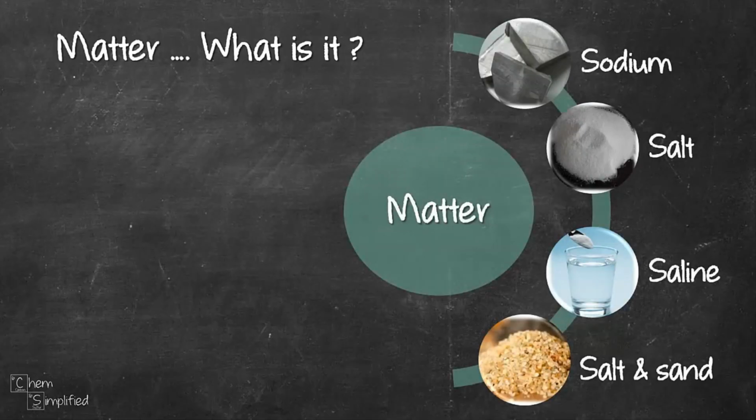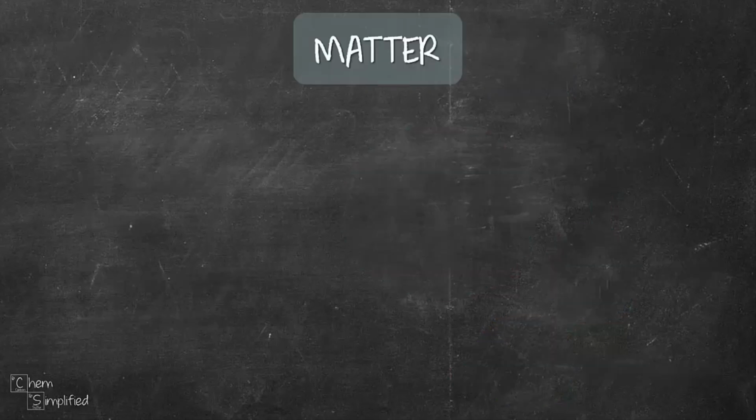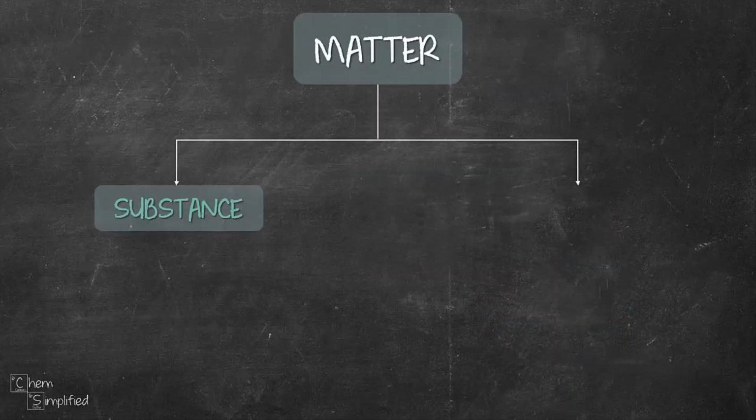First things first, what is matter? It's the stuff that makes up all material things, and it takes up space and has mass. Now that we know what matter is, let's move on to see how it is classified. Matter can be split into two groups: substance and mixture. Substance is pure matter.